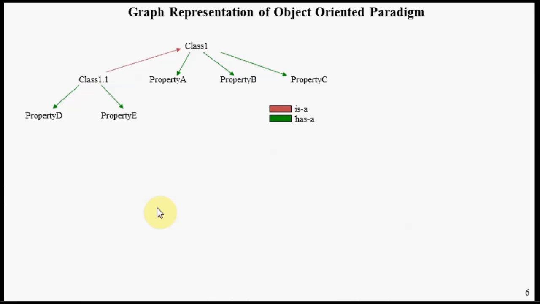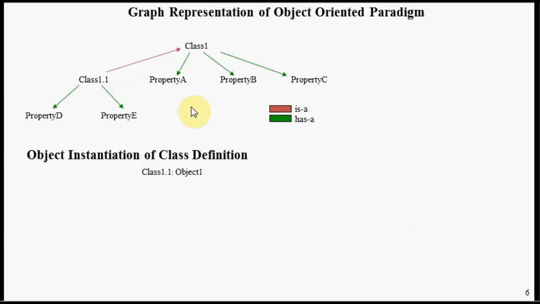The object-oriented paradigm can be represented as a graph problem. So here we have a class called class 1, which has properties A, B, and C, and a has-a relationship between the class definition and its associated properties. We also have another class called class 1.1 with properties D and E. And we see a relationship between these two nodes, an is-a relationship, meaning that class 1.1 is a specialization of class 1.